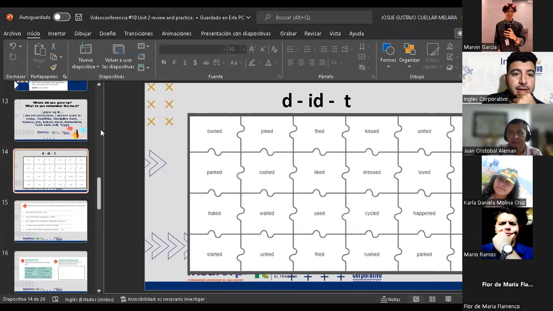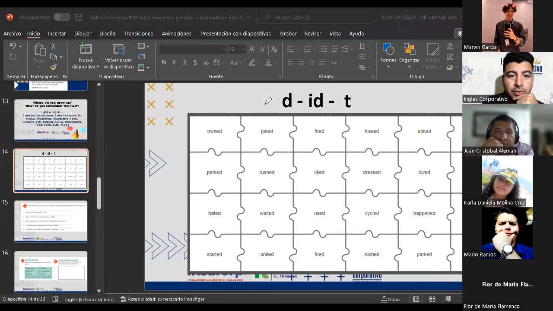This is like a puzzle. But in this case, I need you to select one of these verbs and pronounce it. Necesito que lo pronuncien. If you tell me, for example, the word joke, in the past it would be joked, okay? Porque la pronunciación final con ed, todos tienen ed. Can you notice? All of them have ed. So there are three types of pronunciation: d, id, or t.